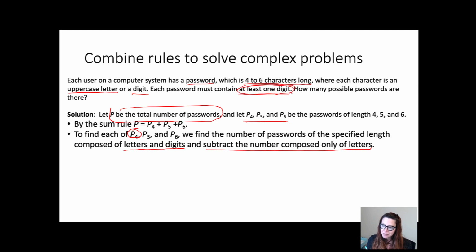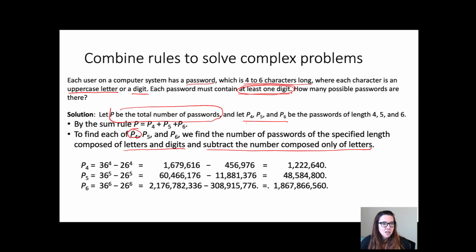So you could play with it: you fix a digit in one location, you fix a digit in the second location, you fix a digit in the third, you can do that. It's a lot more work. The trick here is to just say, I'm gonna find them all, and then I'm gonna get rid of anything that only contains letters, and that's easier. Okay, so the way that I can do that is as follows.